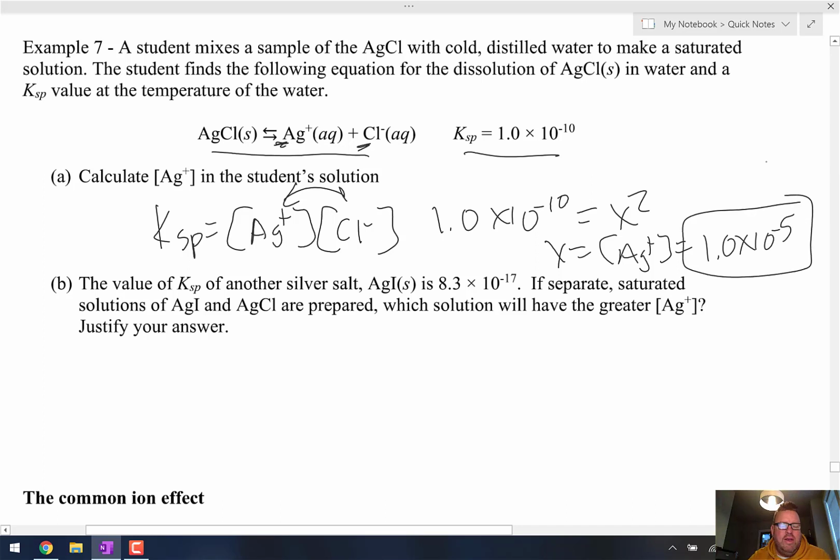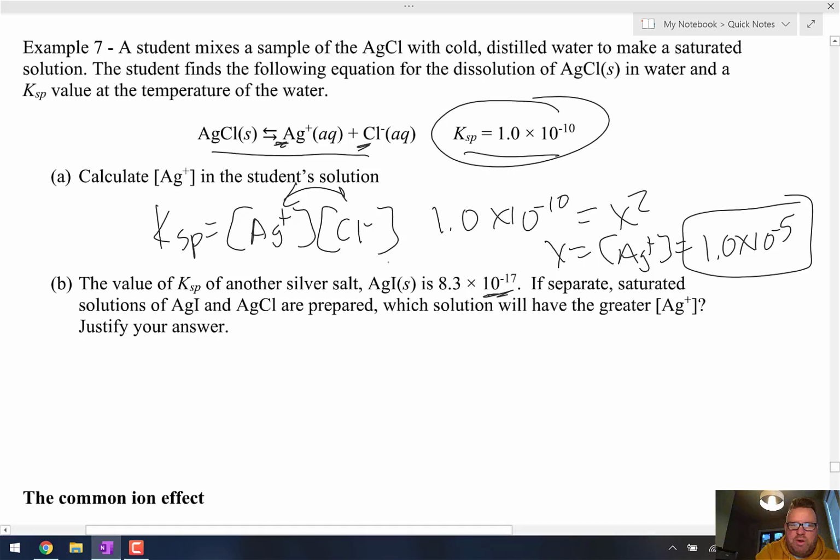Okay, part B, the value of KSP of another silver salt, AgI, is 8.3 times 10 to the negative 17th. So way, way, way less soluble than AgCl is. If separate saturated solutions of AgI and AgCl are prepared, which solution will have the greater concentration of Ag plus? Justify your answer.